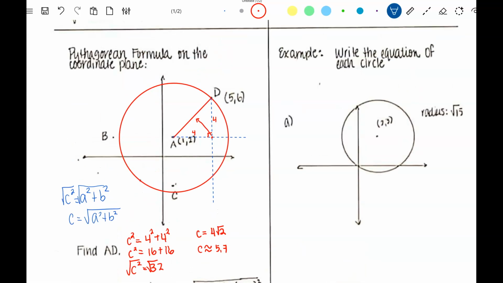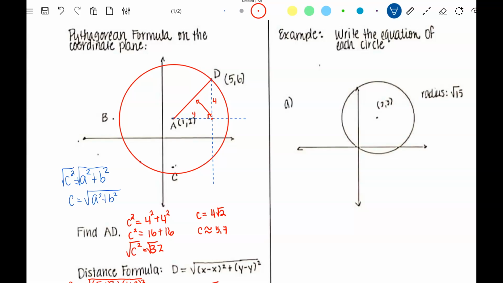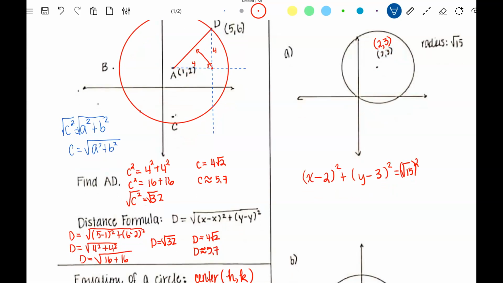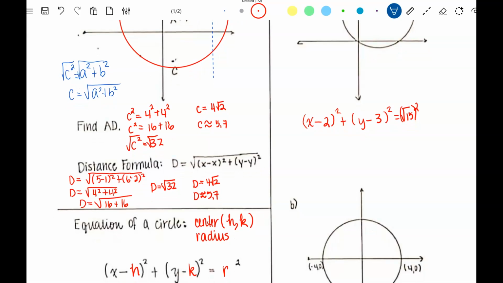Okay, so let's look at this example here. Write the equation of each circle. So our center, I'm going to rewrite it neater. Our center is 2, 3. So when we write the equation, we know it's x minus something squared plus y minus something squared equals the radius squared. Now I wanted to write it like this because I want you to note that this x minus and this y minus are going to be part of the problem no matter what the center of the circle is. So when we write this, the x of the center is 2, the y of the center is 3, and our radius is the square root of 15. If there's any simplifying necessary, then go ahead and do that.